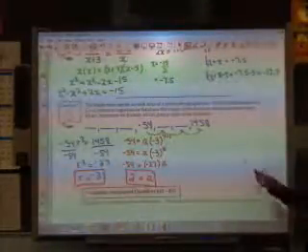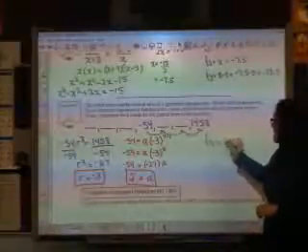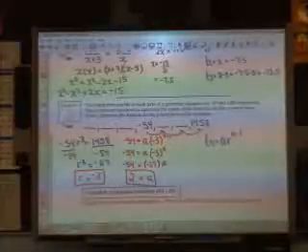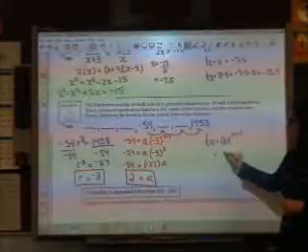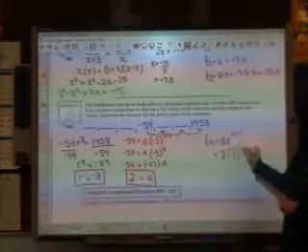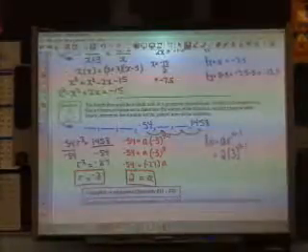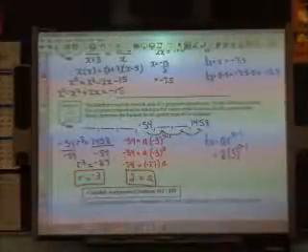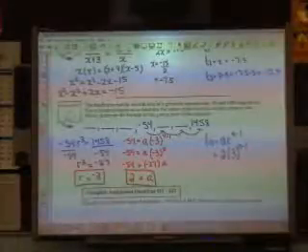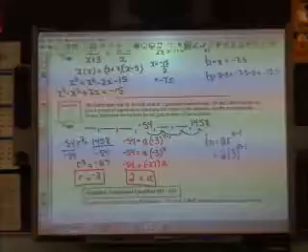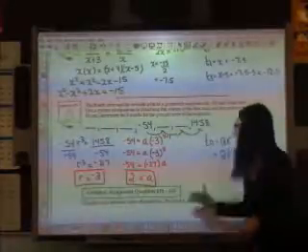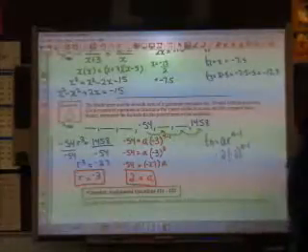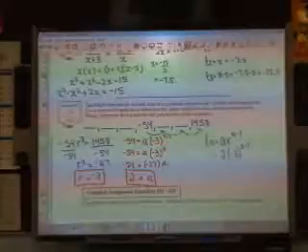And then my final step would be my general formula. T of n equals a times r to the power of n minus 1. So I get 2 times 3 to the power of n minus 1. Did you have a question, Bobby? Wouldn't it be negative? Yep. Because r is negative 3.